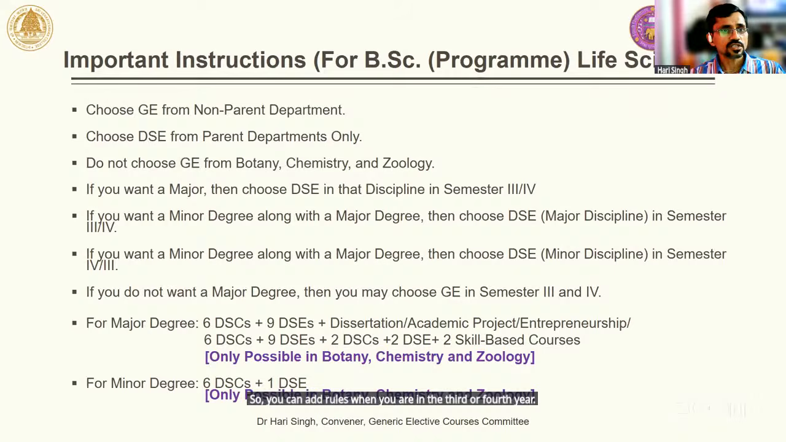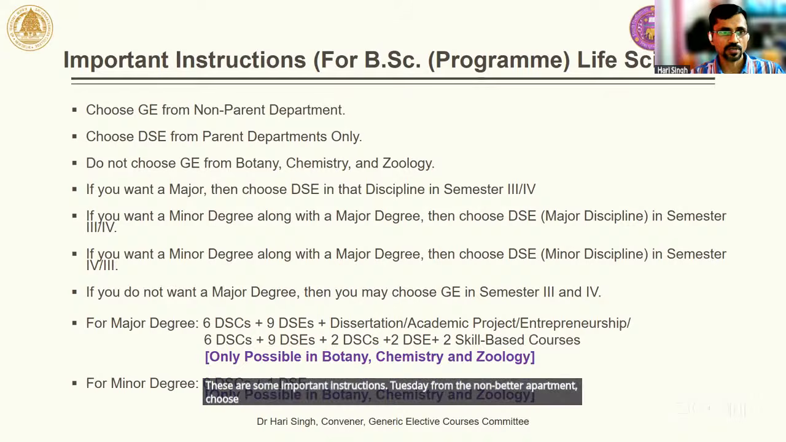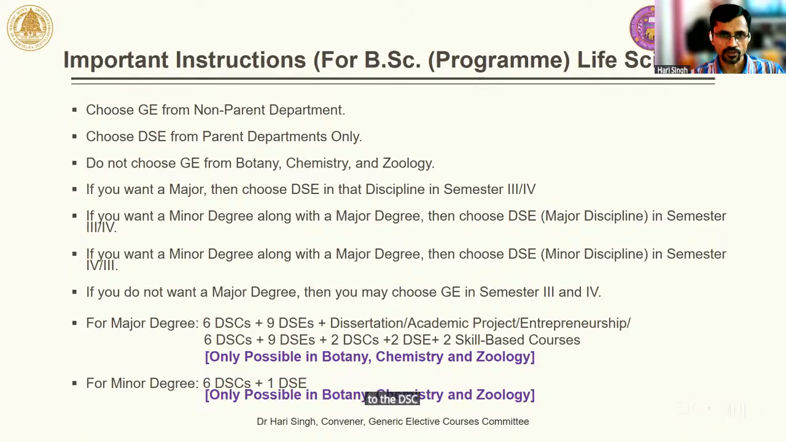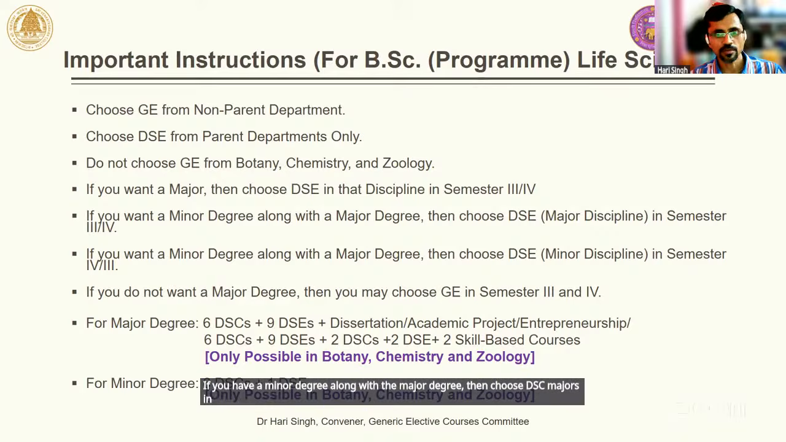These are some important instructions. Choose GE from the non-parent department. Choose DSCs from the parent department. Do not choose any GE from botany, chemistry, and zoology. If you want a major, choose a DSE of your parent discipline in semesters 3 and 4. If you have a minor degree along with the major degree, then choose the DSC of the major in semester 3 and 4, and from the minor discipline in semester 4 and 3.